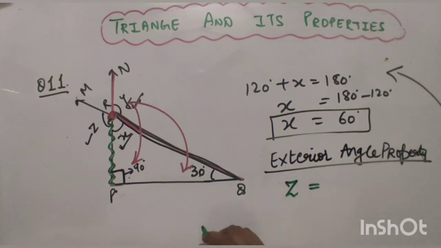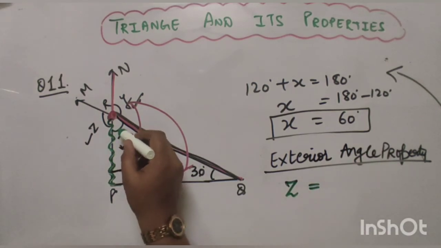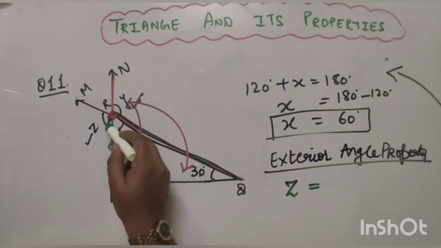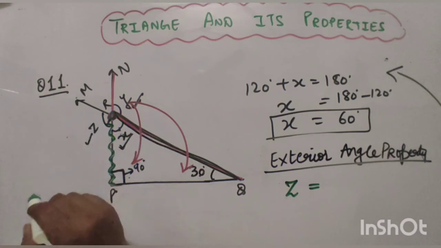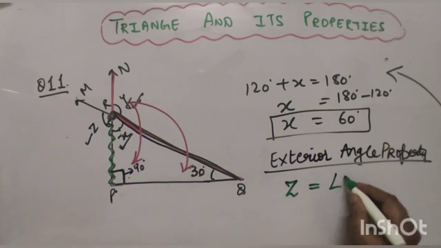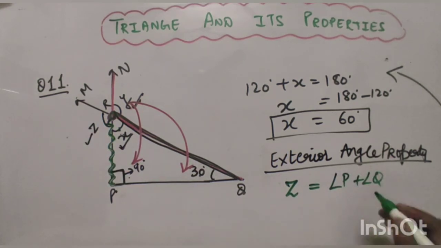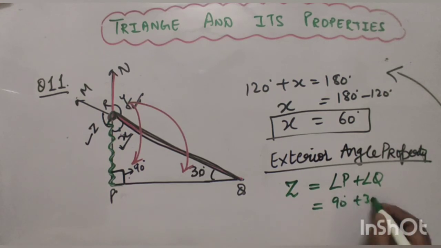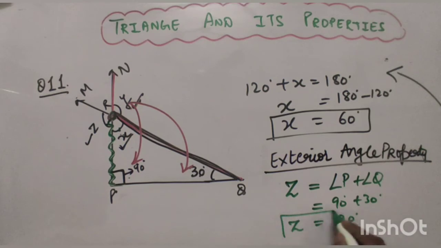Here we can see that again X is an adjacent angle to Z, right? Because they are sharing the same vertex. So only angles P and Q are left, whose sum is equal to Z. Again 90 plus 30 will be 120 degrees. So Z will be equal to 120 degrees.